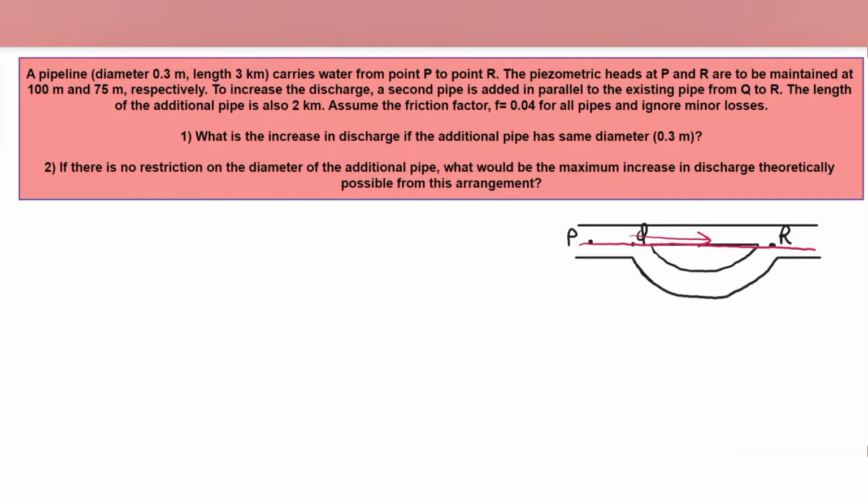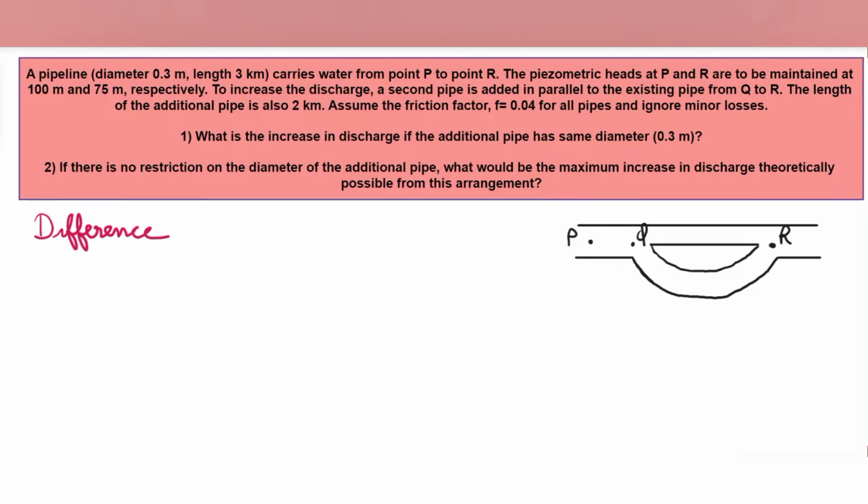Here, as you can see, this is the single pipe, and this pipe they have added in order to increase the discharge, which they have added in parallel. What is the increase in discharge if the additional pipe has the same diameter, which is 0.3 meter? So here, as per the question, we need to find the increase in discharge. And the additional pipe which they have connected in parallel has the same diameter, which is 0.3 meter. Then how much will the discharge increase, that we have to find.